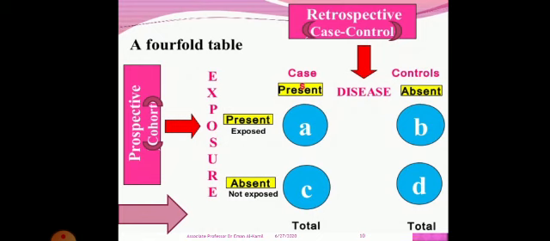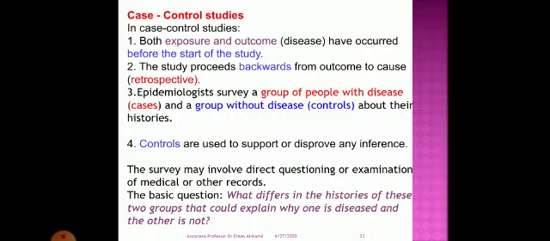And we are going to discuss each one separately. So, the case control study. In the case control study, both exposure and outcome, or the disease, have occurred before the start of the study. So we are going to start with the disease, and then we ask them about the previous exposure. So we go backward, so it is a retrospective study, and we ask them if they have exposure or not.